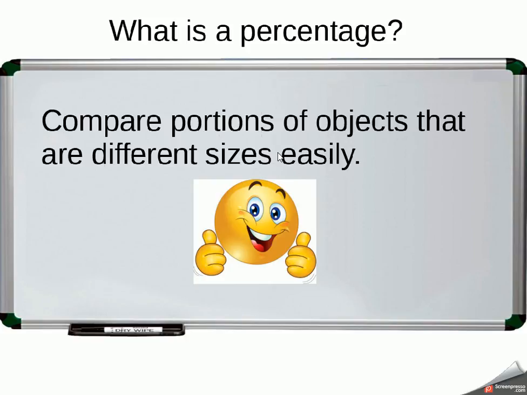Also, when I've got different sized things, so maybe I'm looking at the test results in two classes, and one class has got 30 pupils and the other one has got 5. When I'm given percentages, it'll allow me to compare the portions without taking the size of the classroom into account. So if I have a 50% pass rate in both the classes, I know that 2.5 of the students in one class passed and 15 in the other passed.